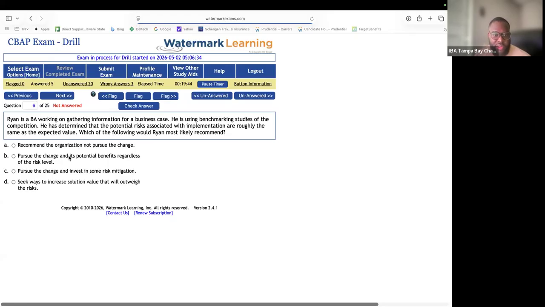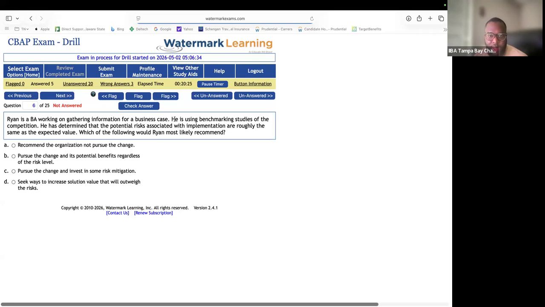Ryan is a BA working on gathering information for a business case. He's using benchmarking studies of the competition. He has determined that the potential risk associated with implementation are roughly the same as the expected value. Which of the following would Ryan most likely recommend? A, recommend the organization not pursue the change. B, pursue the change and its potential benefit regardless of the risk level. C, pursue the change and invest in some risk mitigation. D, seek ways to increase solution value that will outweigh the risk.